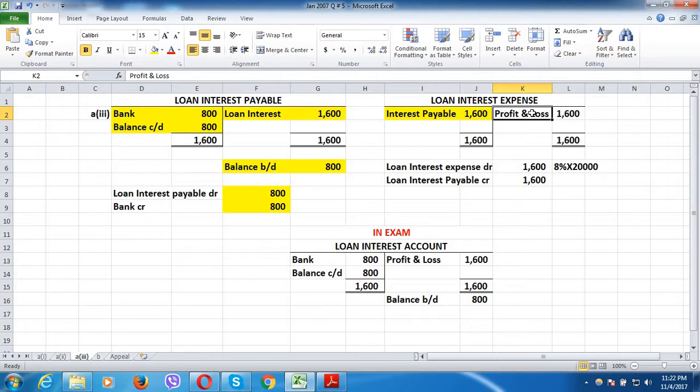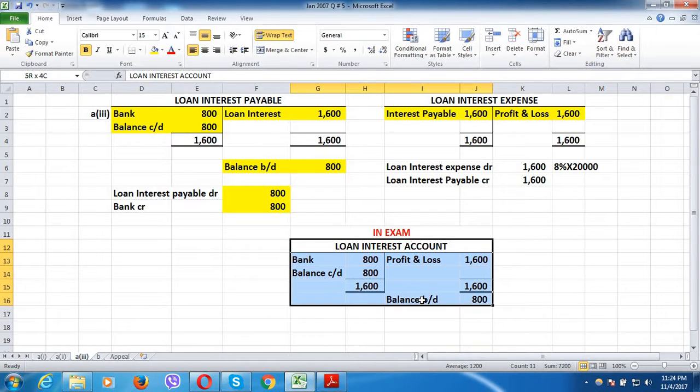And then the transfer amount, 1,600, is a kind of expense. This will be transferred to the profit and loss account. It will help to find out the actual profit or loss, and the 800 figure will be shown as a liability in the balance sheet under current liability. Now this is how you will answer in your exam.